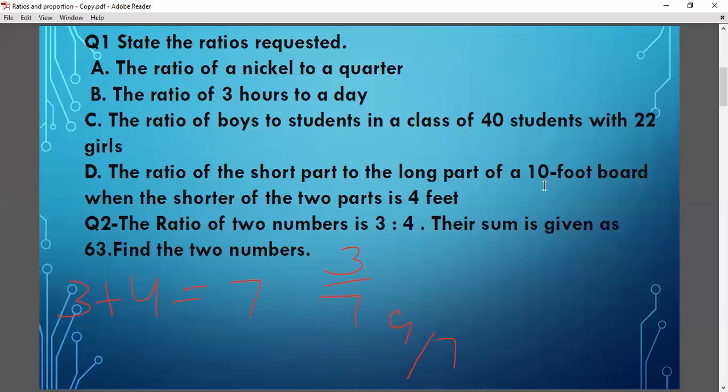So now we always try to multiply these fractional values by the total value. So 3 by 7 into 63 and 4 by 7 into 63, upon multiplication, will give the two part values which we are asked to find. So if you simplify this, the two values will be simply 27 and 36.